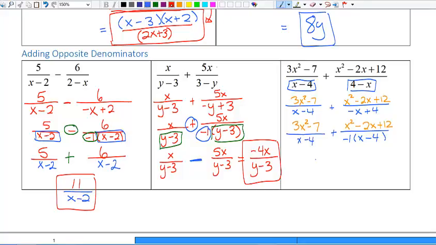At this point, I want to get rid of the negative in that denominator. So I'm going to take the sign in between the two fractions times the sign in that denominator that I would like to get rid of and multiply them. A positive times a negative turns out to be a negative. And now my denominators are both x minus 4.